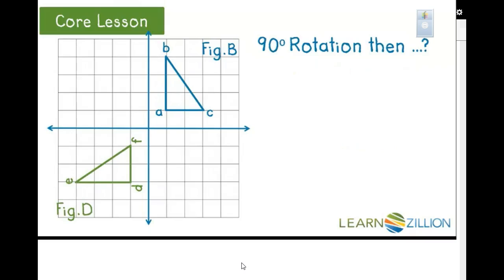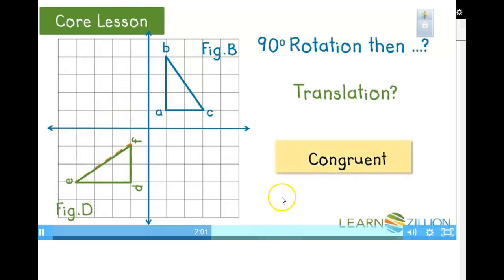We'll try a rotation first. We'll do a 90-degree counterclockwise rotation. This looks good. If we translate 4 units down, we see it fits. Since we know that both rotations and translations leave size and shape unchanged, we know that a sequence of a rotation followed by a translation will also leave size and shape unchanged.